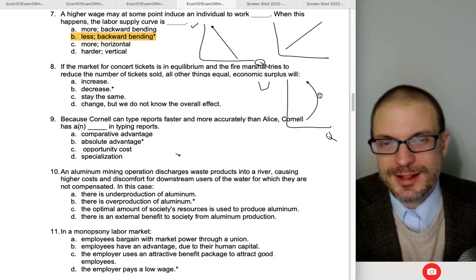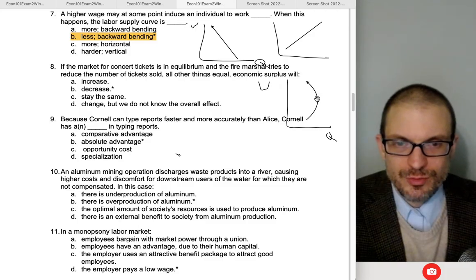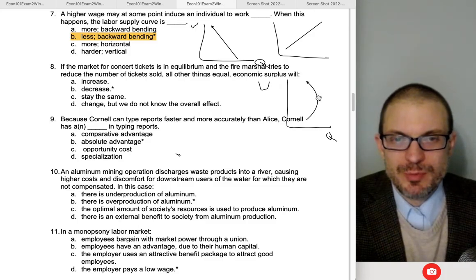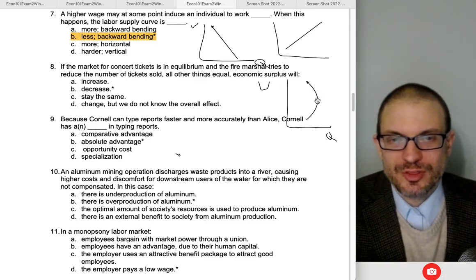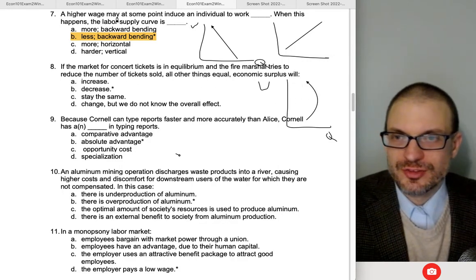Anyway, so at a certain point, when the wage is higher and higher, what ends up happening? Well, now people want to work less, right? So that's why we get this backward bending labor supply curve at higher wages, right? At some point a higher wage may induce an individual to work less, right? Labor supply is backward bending.